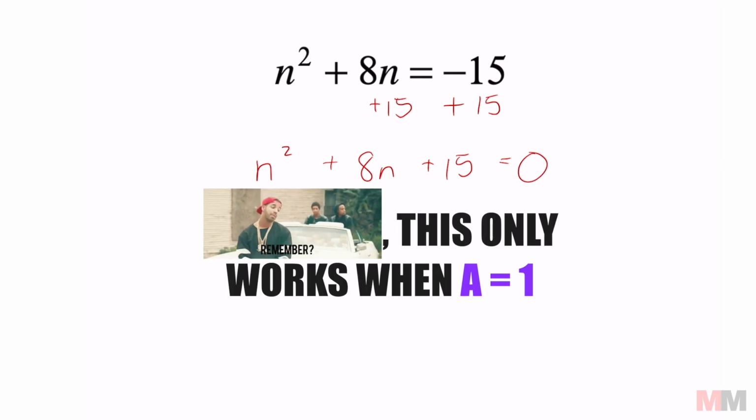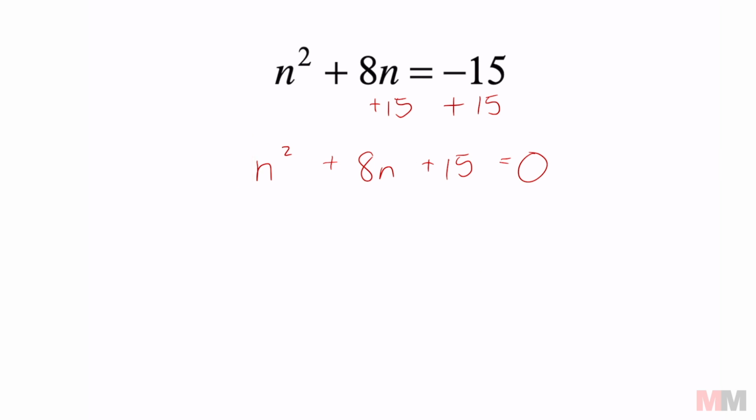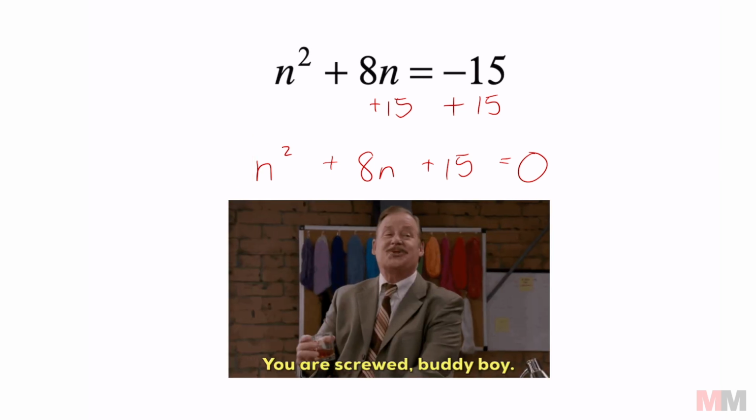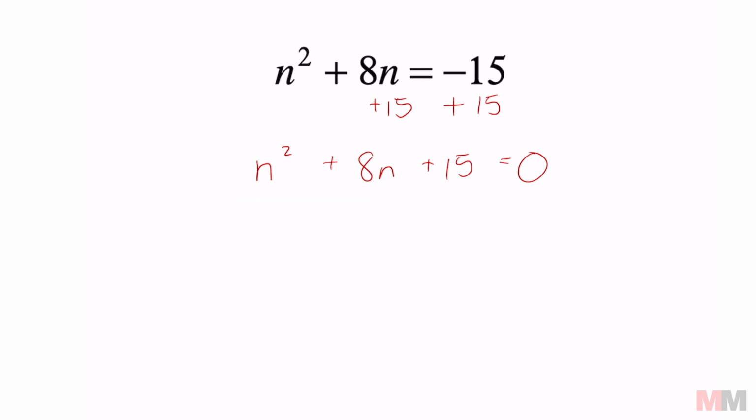This will only work when this a value, the one next to the variable squared, is 1, because if it's not 1, then you're kind of screwed. Just kidding, you're not screwed, there's just more steps, and I will go over that in another video.